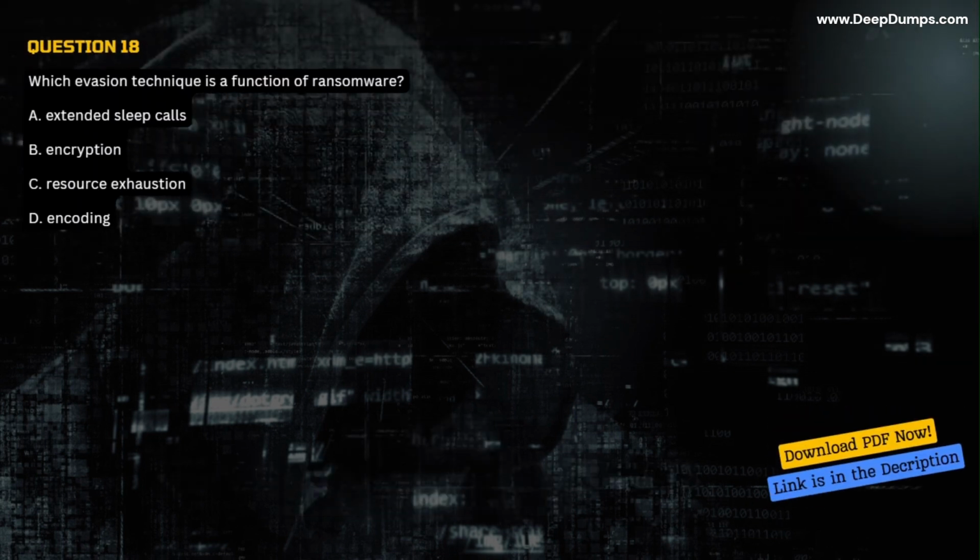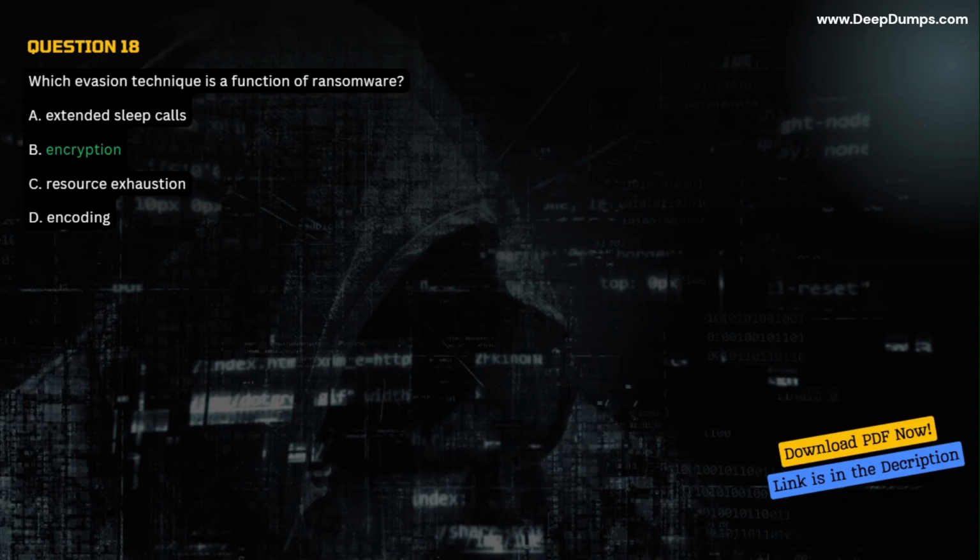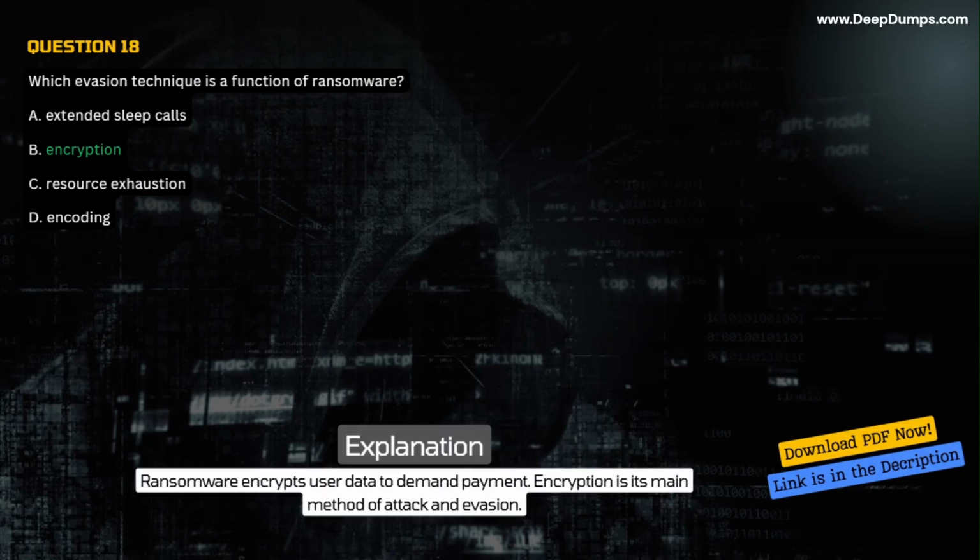Question 18. Which evasion technique is a function of ransomware? A. Extended sleep calls. B. Encryption. C. Resource exhaustion. D. Encoding. Correct answer B. Encryption. Explanation. Ransomware encrypts user data to demand payment. Encryption is its main method of attack and evasion.